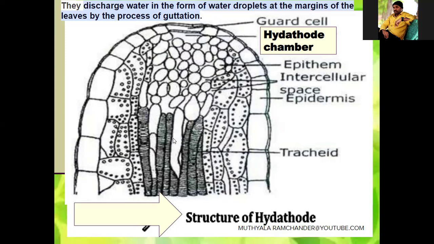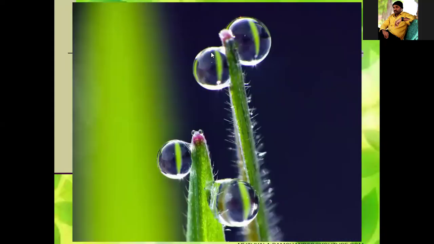If the plant roots absorb excess water, that excess water reaches the tracheids of the leaf and passes to the intercellular spaces of the epithelium tissues. Through these intercellular spaces, that excess water reaches the hydathode chamber. The hydathode chamber is filled with water. When the hydathode chamber is filled with water, the guard cells automatically open. When the guard cells are open, the excess water is released as water drops at the terminal part or margin of the leaf. This process is called guttation.